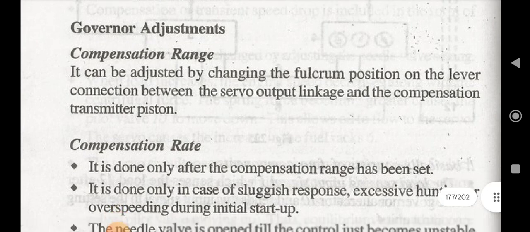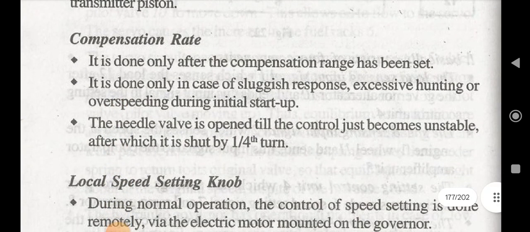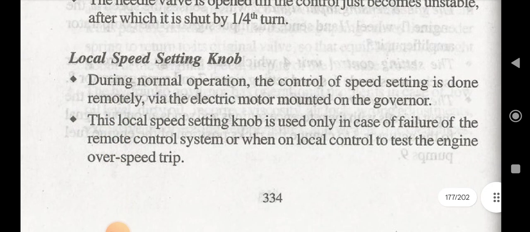Okay, then compensation rate. This is done only after the compensation range has been set. So this is done only in case of sluggish response, excessive hunting, or overspeed during initial startup. The needle valve is opened until the control just becomes unstable. After that it is shut by 1/4 of a turn. This is compensation rate.